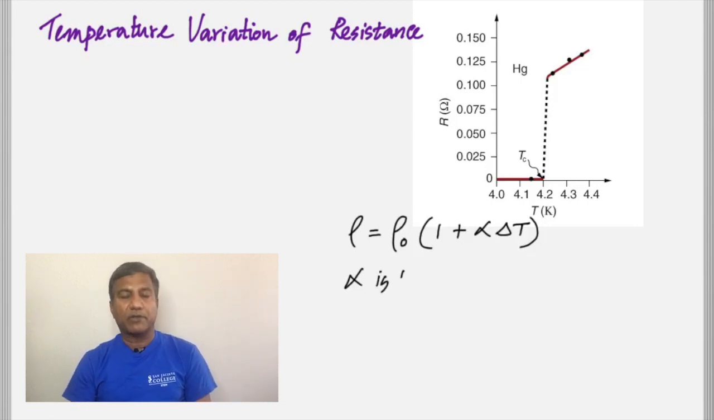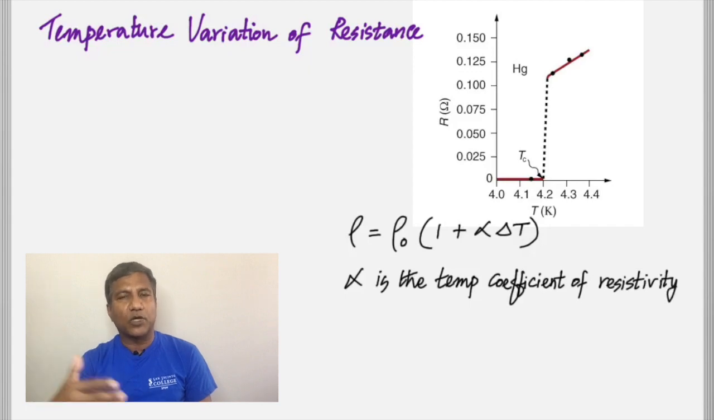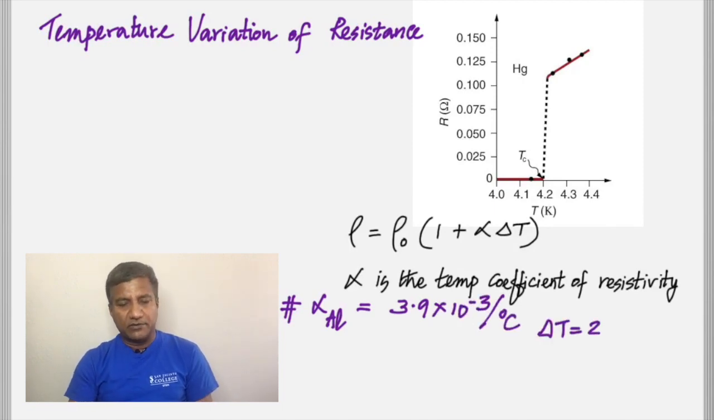Okay, so remember, alpha is a constant, another constant. It's called the temperature coefficient of resistance, and its unit is per degree Celsius. It just shows how much it changes for 1 degree Celsius change in temperature. So here is a question. The alpha of aluminum is given as 3.9 times 10 to the negative 3 per degree Celsius. That's the temperature coefficient of resistance of aluminum.